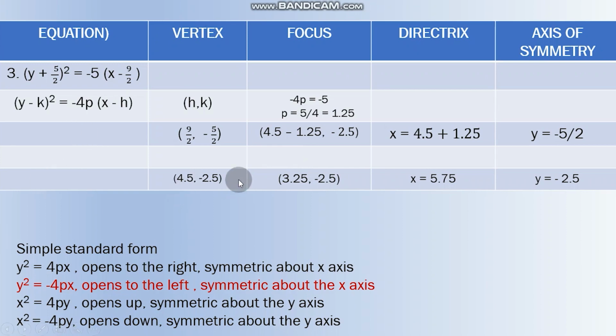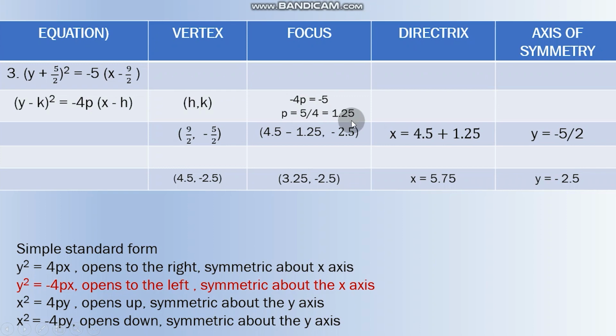Our next agenda is to get the focus. To be able to get the focus, we have a computation. Our negative 4p, we equate it to negative 5. Okay? So, we have negative 4p is equal to negative 5. So, we have p is equal to 5/4, or that's actually equal to 1.25.